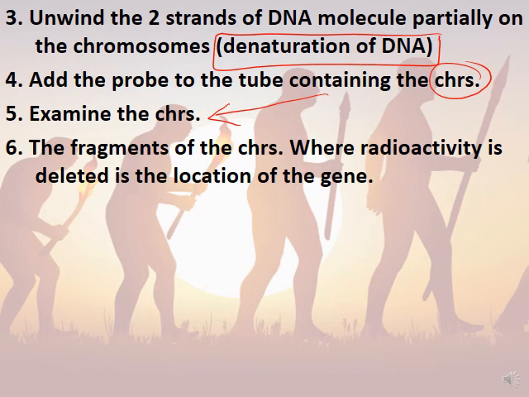Fluorescent in situ hybridization, the FISH technique, is one of the most important and significant techniques in the world of genetics, used to locate a gene on the chromosome. We sequence a gene, prepare a probe, then unwind the 2 DNA strands partially on the chromosome, which is called denaturation, add the probe to the tube containing the chromosomes, and examine the chromosomes. The fragment of the chromosome where the radioactivity is detected is going to be the location of the gene.